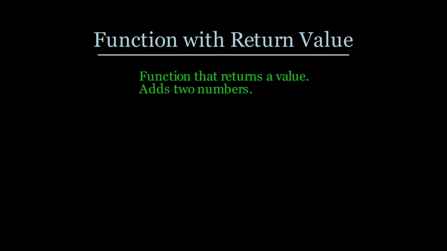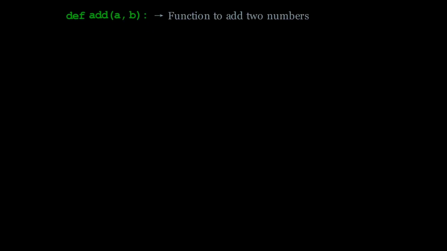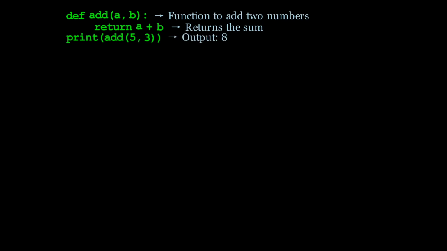Next we have a function that returns a numerical value. This add function takes two parameters and returns their sum. The return statement specifies what value the function should produce when called. We call add function of 5, 3. It calculates 5 plus 3 and returns 8.